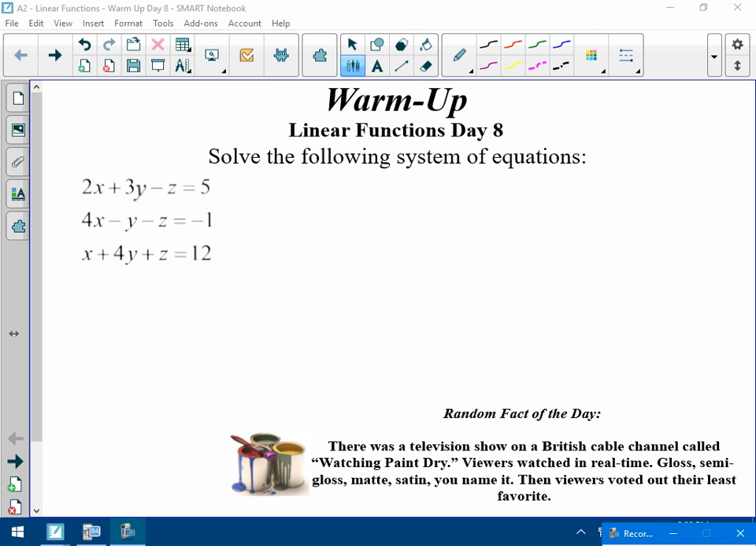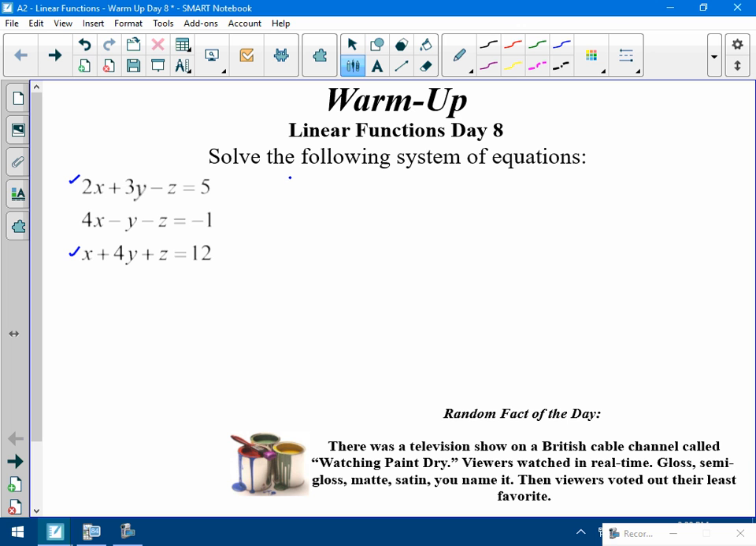So my first step is to take any two equations and eliminate one variable. Doesn't matter which two I take. So let's say I take this one and this one. So 2x plus 3y minus z equals 5, and x plus 4y plus z equals 12. Now the reason I chose those two is because I noticed that one had a plus z and one had a minus z. So if I just add those two equations together, they become really easy to eliminate. So the z's cancel, and I would have 3x plus 7y equals 17.